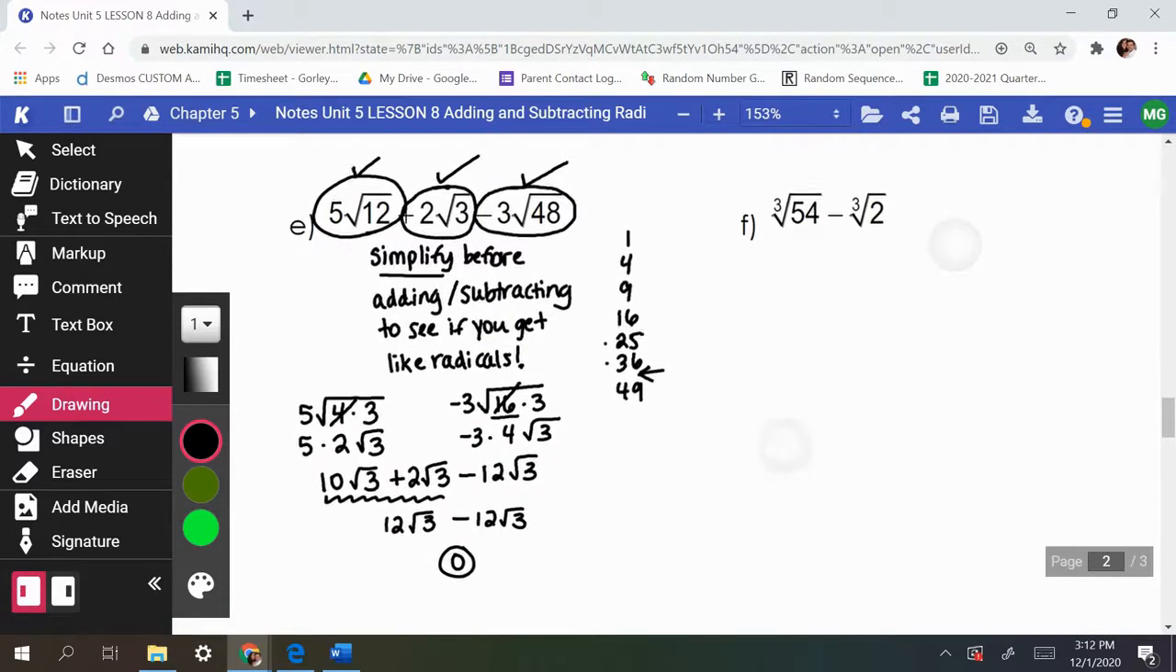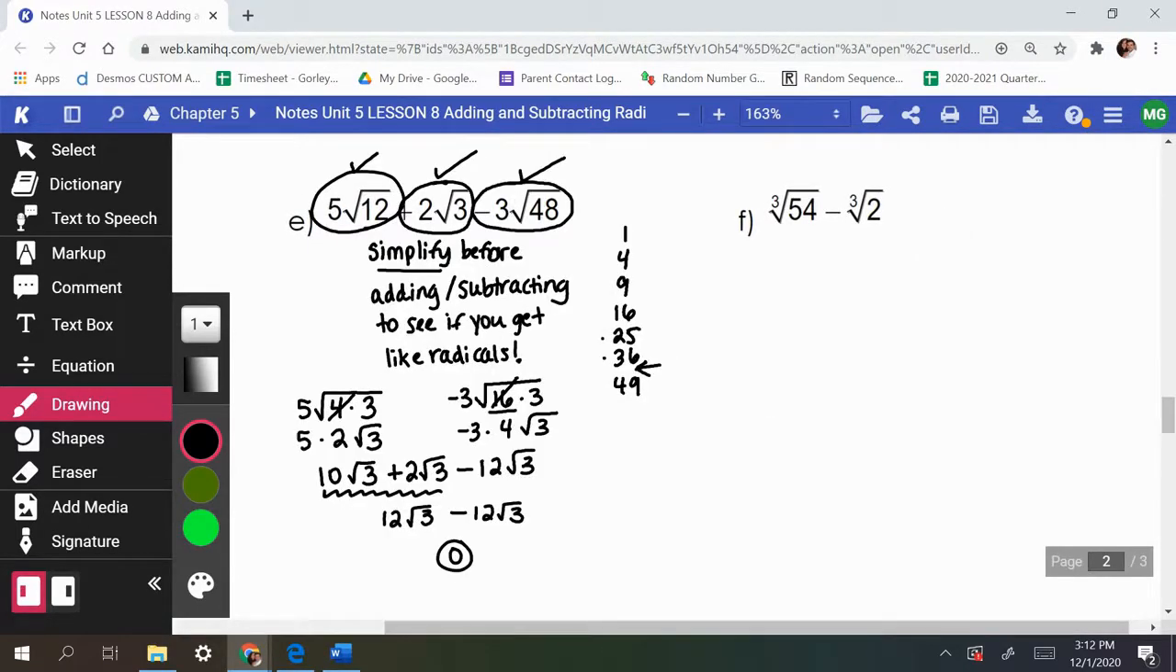What about in part F? Right now they are not like terms because one radicand is 54 and one is 2. But can I simplify this cube root of 54? Well, let's list our perfect cubes. We've got 1 cubed is 1, 2 cubed is 8, 3 cubed is 27, 4 cubed is 64, and I'm going to stop there just because 54 falls in between 27 and 64.